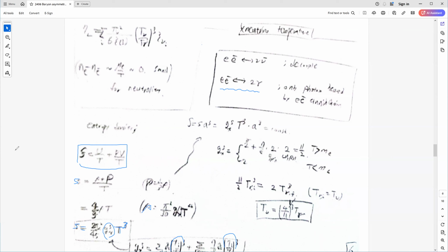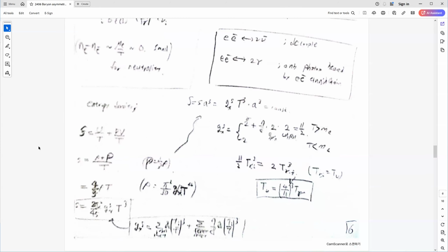But we know that the total entropy of the universe is constant if there is no additional process, so the entropy density times the scale factor cubed should be the same. So the entropy density is proportional to the effective degrees of freedom for the entropy case, g star S, times T cubed. When the temperature is larger than the electron mass and when it is lower than the electron mass, these effective degrees of freedom are different. When the temperature is higher than the electron mass, the electrons are still relativistic, so they are included in this effective degree of freedom.